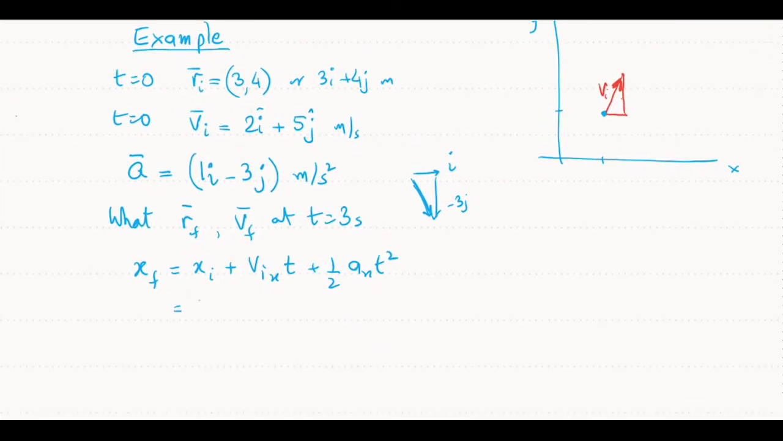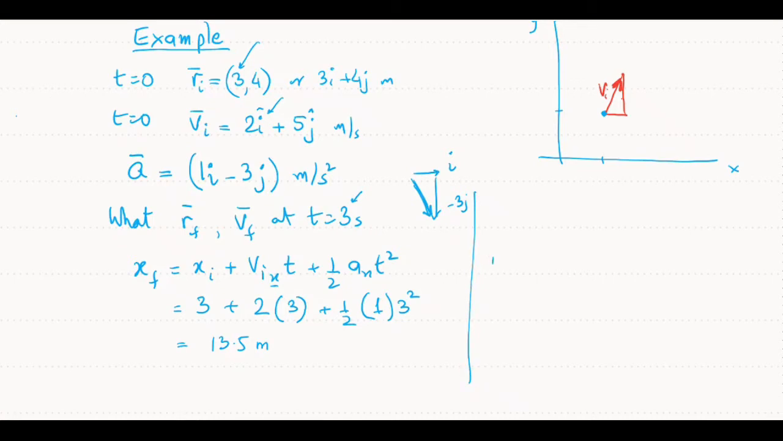X initial is 3, okay, that's this value. V initial in the x direction is 2. The time we want is 3 seconds, which is this value, plus half the acceleration, which is 1, and 3 square, and that gives us, let's write it here, 3 plus 6 plus this, 13.5 meters.